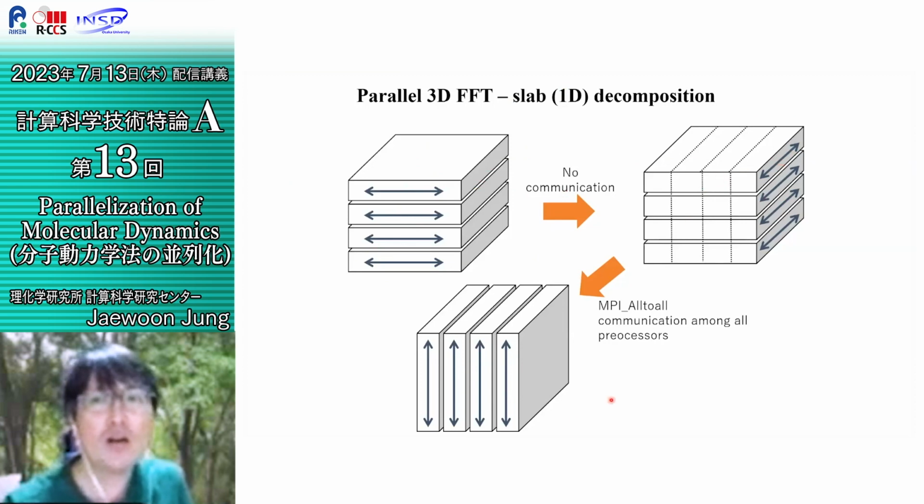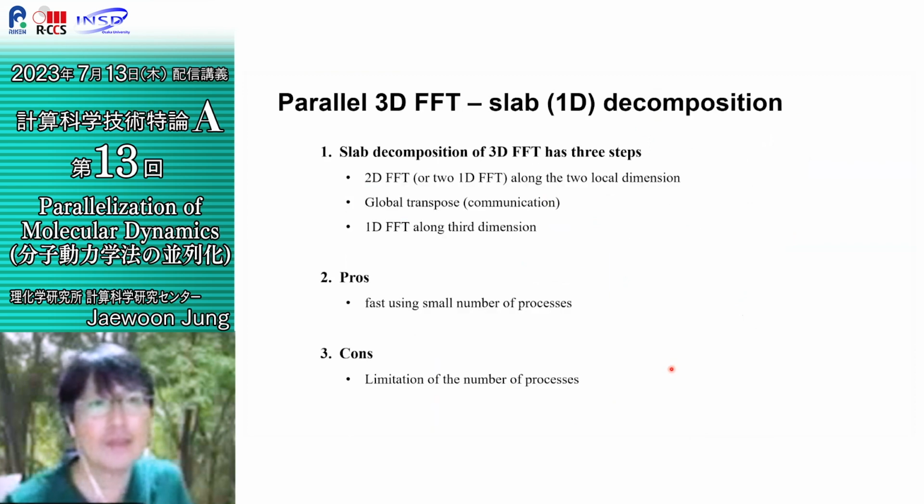But for performing FFT in this direction, each processor needs to have the global data in this direction. So in this case, we need MPI all-to-all communication among all processors. So in slab decomposition FFT, we perform only one MPI all-to-all. The good thing is that this is fast if we use a very small number of processors, but it has a limitation on the number of processors.